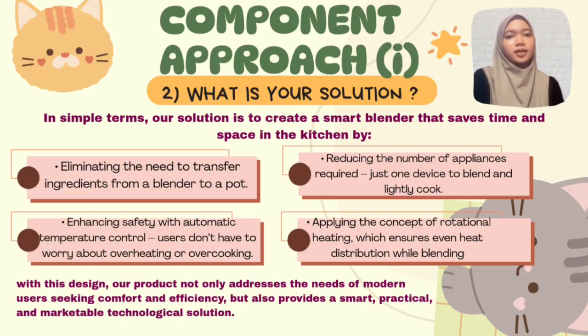On top of that, we have focused on enhancing safety. The automatic temperature control system prevents overheating and overcooking, ensuring both the appliance and the food remain safe. Finally, the concept of rotational heating ensures that heat is evenly distributed while blending, which will improve food quality and consistency.